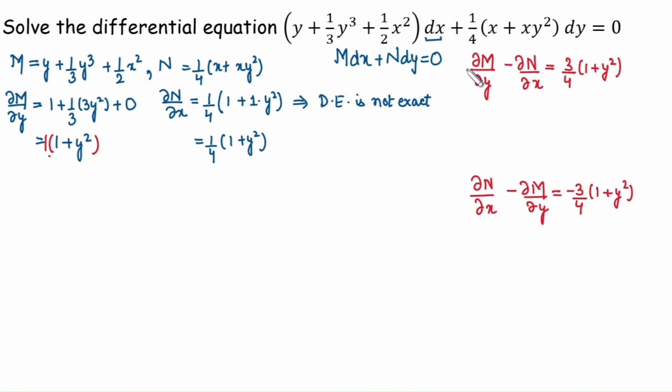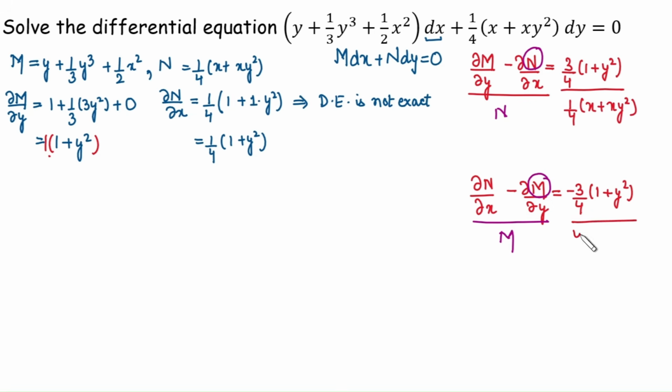If you are calculating this and after that you want to calculate this term, the difference is only the negative sign. But in rule number 3, if we are using this term in the numerator, we will divide with N in the denominator. And if you are using this rule to calculate the integrating factor, for that we need to divide with M. So let's divide this term with N. What does it result in? 1 by 4 into x plus x into y square, and in this case y plus 1 by 3 y cube plus 1 by 2 x square.